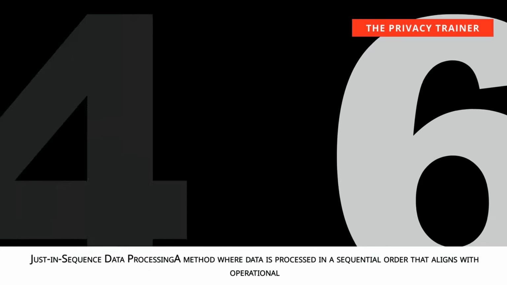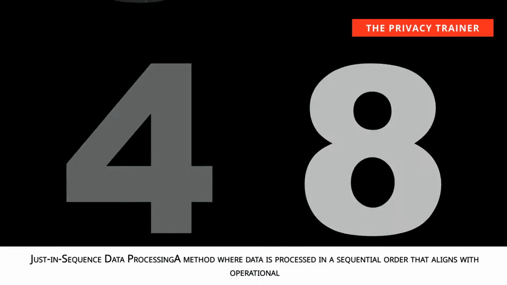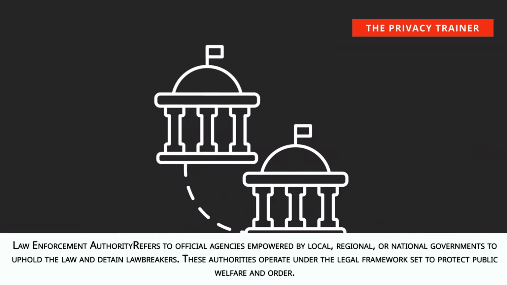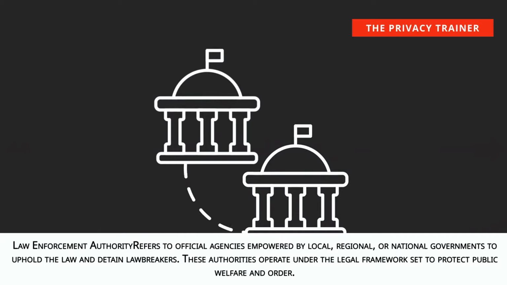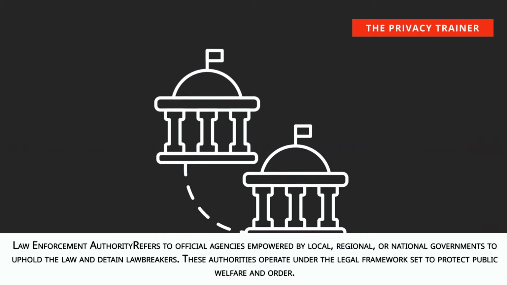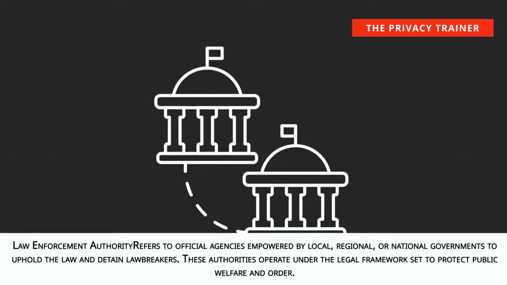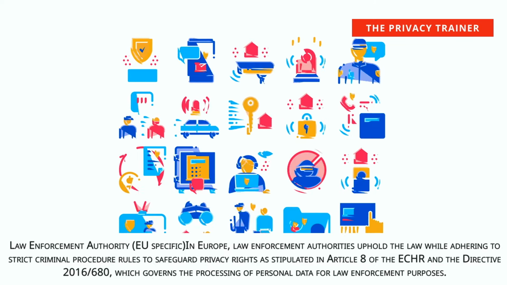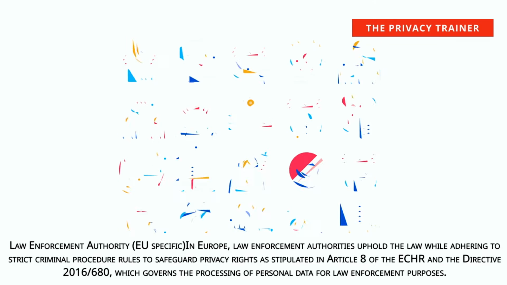Just-in-sequence data processing: a method where data is processed in a sequential order that aligns with operational needs. Law enforcement authority refers to official agencies empowered by local, regional, or national governments to uphold the law and detain lawbreakers. These authorities operate under the legal framework set to protect public welfare and order. Law enforcement authority, EU-specific, in Europe.